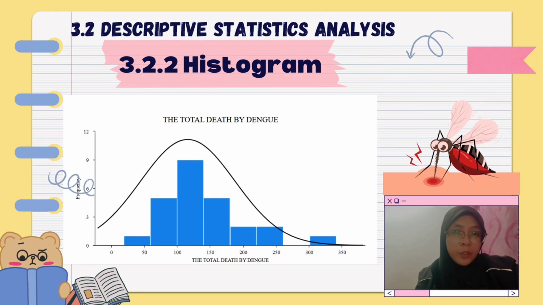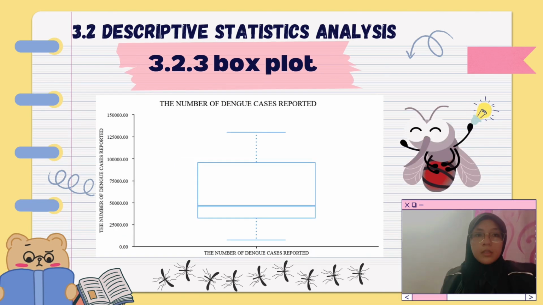The histogram above shows the data of the number of deaths caused by dengue. Based on the histogram, the data is positively skewed. The highest death is around 3,040 deaths and the lowest is around 20 deaths per year. The number of deaths can be seen to be frequent around 100 to 125.